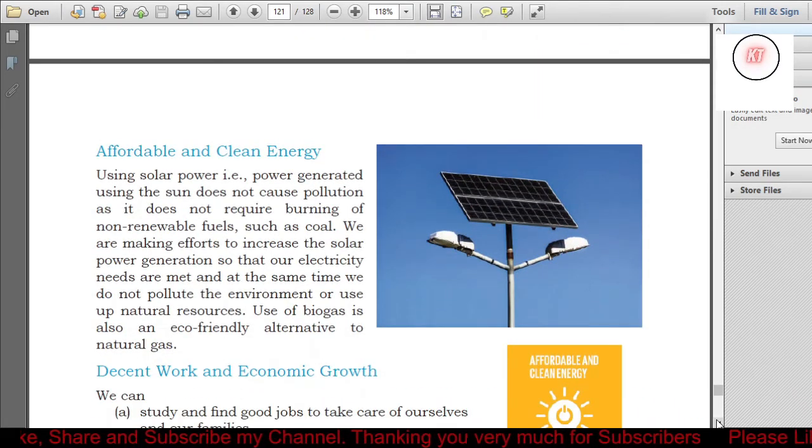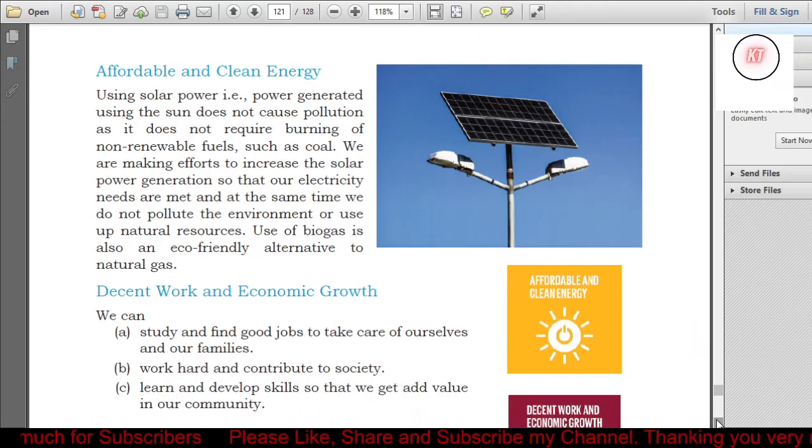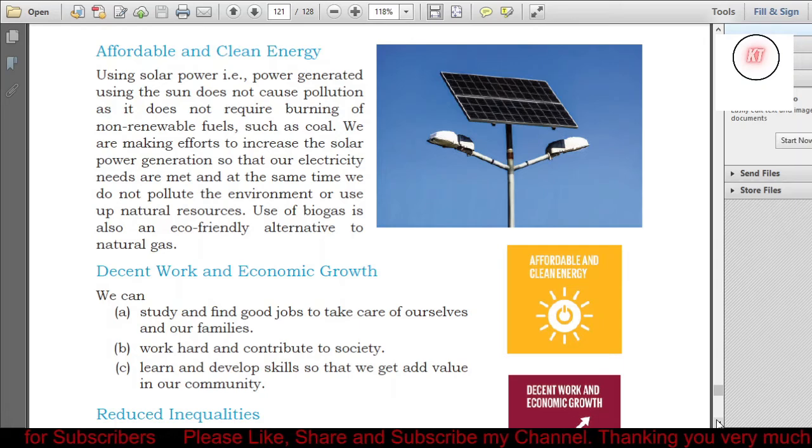Affordable and clean energy. Using solar power generated using the sun does not cause pollution as it does not require burning of non-renewable fuels such as coal. We are making efforts to increase solar power generation so that our electricity needs are met and at the same time we do not pollute the environment or overuse natural resources. Use of biogas is also an eco-friendly alternative to natural gas.